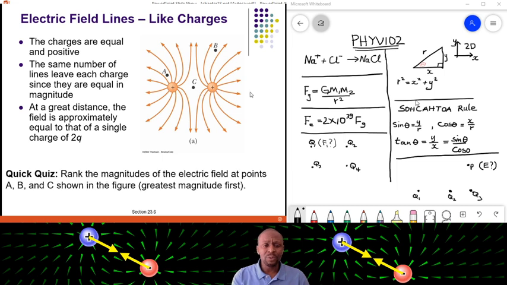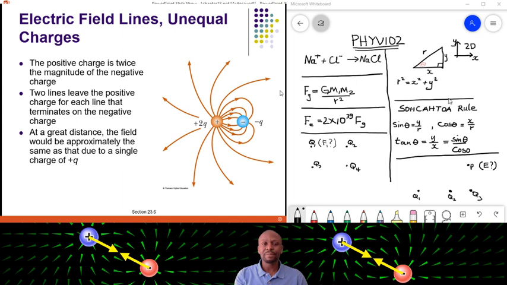And I also want us to do a quick quiz whereby you are requested to rank the magnitude of the electric field at points A, B, and C shown in the figure. You need to arrange them in terms of which one is the greatest and which one is the smallest. In that case, A must be the greatest and B the next one, but C must be the lowest because there are no field lines passing C. All right, good.